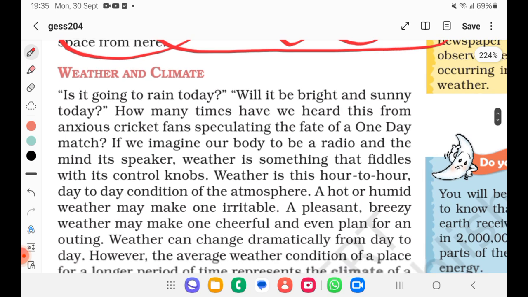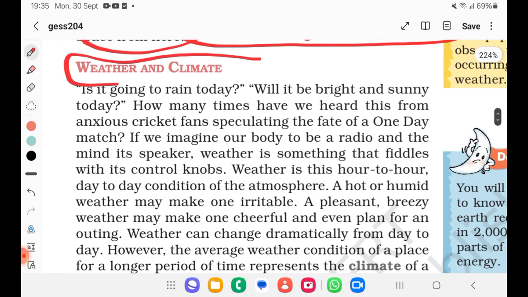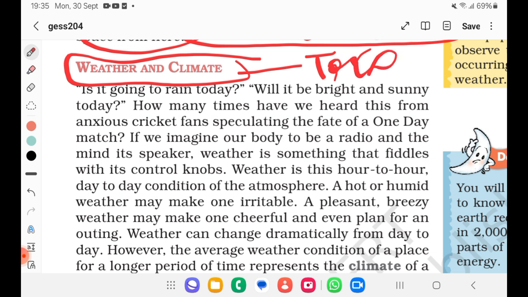So weather and climate. If you see this, you should remember troposphere. Weather and climate, right? We'll see. It is going to rain today. Will it be bright and sunny today? How many times have we heard this from anxious cricket fans speculating the fate of a one-day match? If we imagine our body to be a radio and the mind its speaker, weather is something that fiddles with its control knobs.